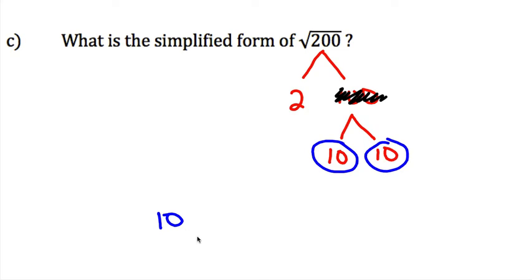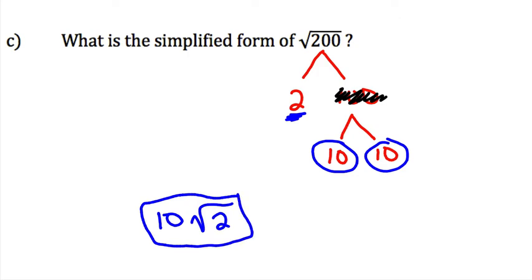So that pair comes out as a single number. The numbers that don't have a pair get left underneath your square root and multiplied back together if you have more than one. But in this case, we only have that 2. So that's your final answer there for C.